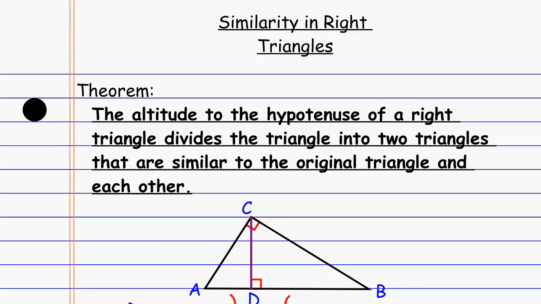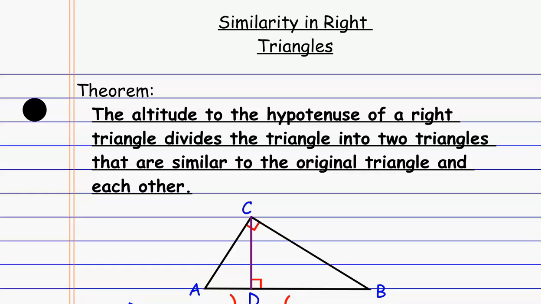Hi there folks, today we're looking at similarity in right triangles, and really we're going to take right triangles and split them up into more right triangles. Pretty much everything we're going to do today revolves around this first theorem. It's a little bit confusing when you first read it, but as soon as you see the picture it's going to make a little bit more sense.